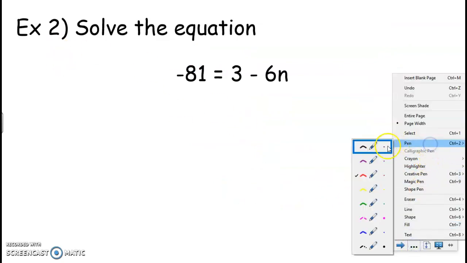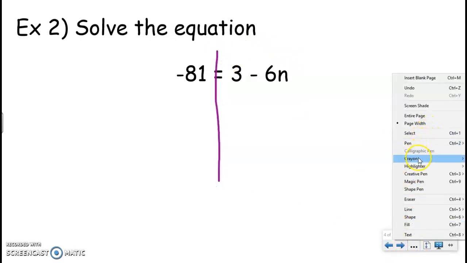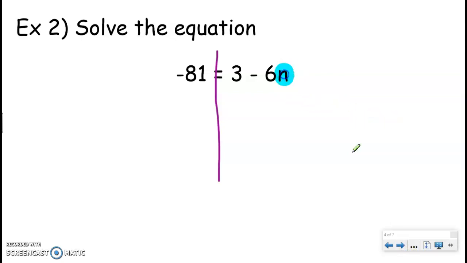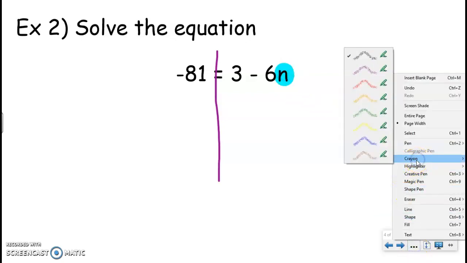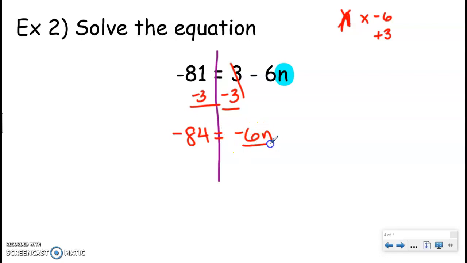Okay, so same idea here. We're going to go ahead and draw our line. We're going to find our variable. And if I read this as far as order of operations go, I'm technically going to multiply. So we're going to do times negative 6 first, and then plus 3. That's an n, not an x this time, so make that an n. So I'm going to work my way backwards. I'm going to start by canceling this 3 because it's the furthest away. So we're going to do minus 3 on both sides. Negative 81 minus 3 is negative 84.